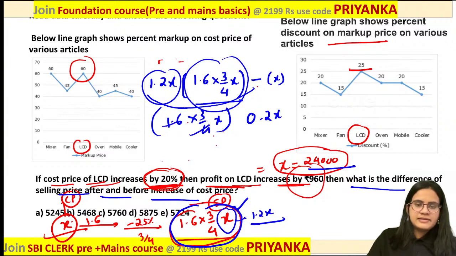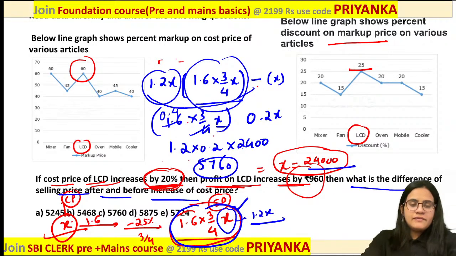You can just cancel this. This will be 0.4. This is 1.2 into 0.2. X value is 24,000 over here. So this is nothing but 576. So 5760 would be the value. Everybody is getting this? 5760 would be the value over here. Is this part clear with everyone?